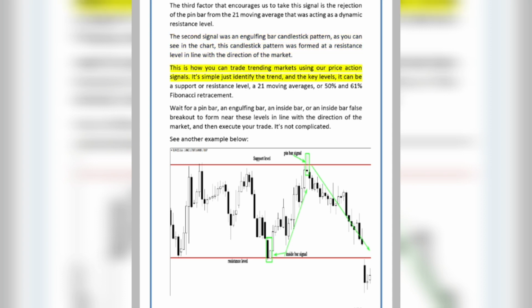This is how you can trade trending markets using our price action signals. It's simple, just identify the trend and the key levels. It can be a support or resistance level, a 21 moving average, or a 50% or 61% Fibonacci retracement. Wait for a pin bar, an engulfing bar, an inside bar, or an inside bar false breakout to form near these levels in line with the direction of the market, and then execute your trade. It's not complicated. See another example below.